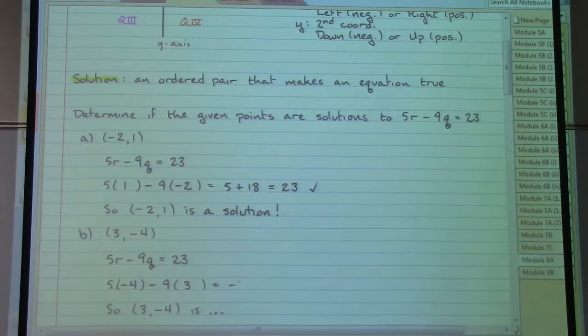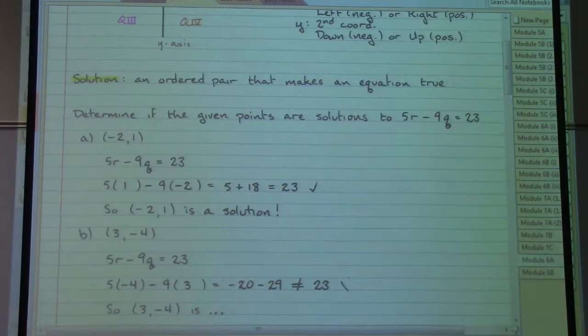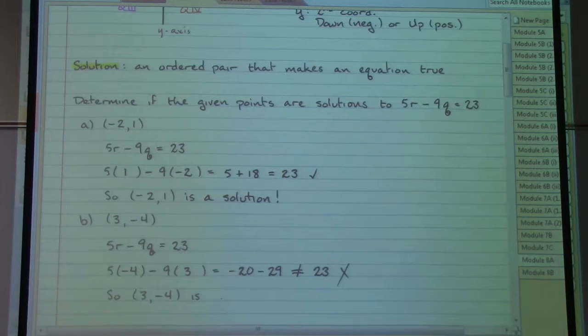And in this particular case, that means that we end up getting something that is not going to be a 23. So if that's not going to be a 23, then the point that we have in this part of our example is not.